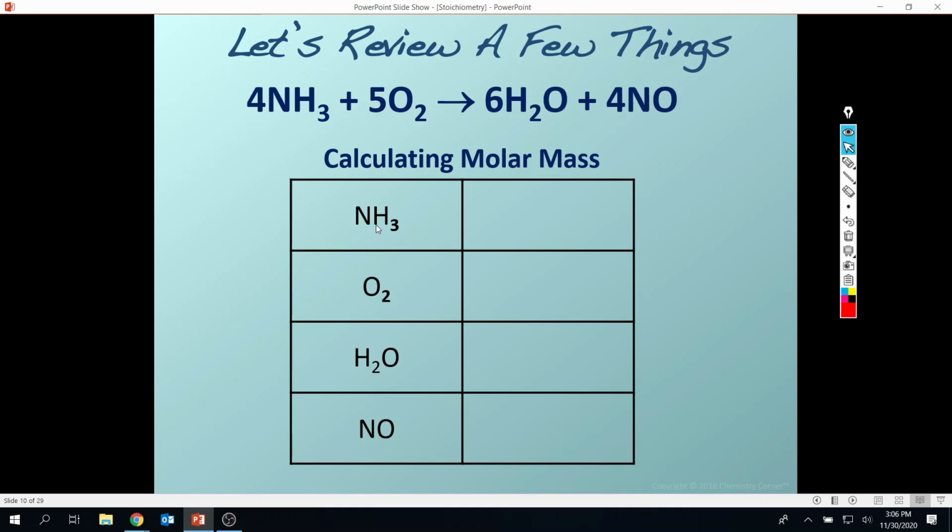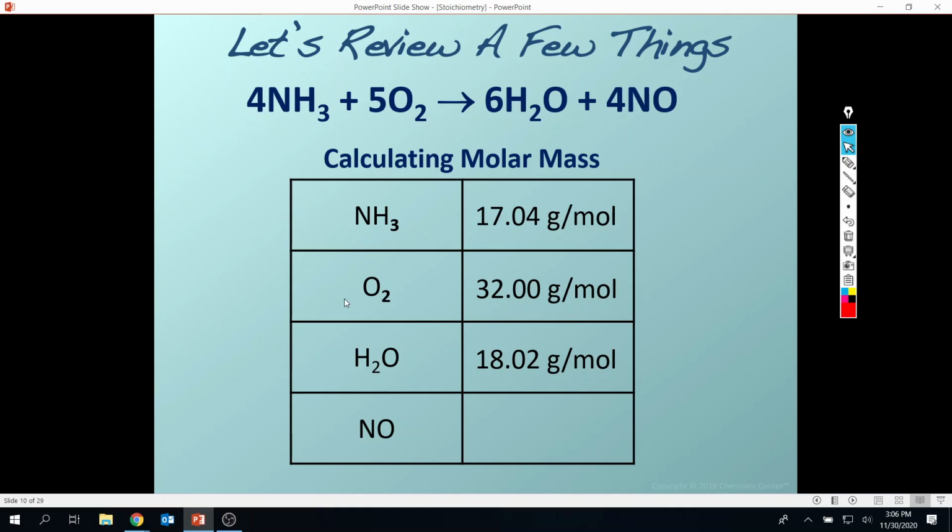Don't you just look up the atomic mass? Well, I would look on the periodic table at the atomic mass, and I would say, hey, nitrogen is 14.01, hydrogen is 1.01. 1.01 times 3 is 3.03. Add that in, and you get 17.04. And it's grams per mole. So 17.04 grams of that per mole. We would do the same thing for oxygen.